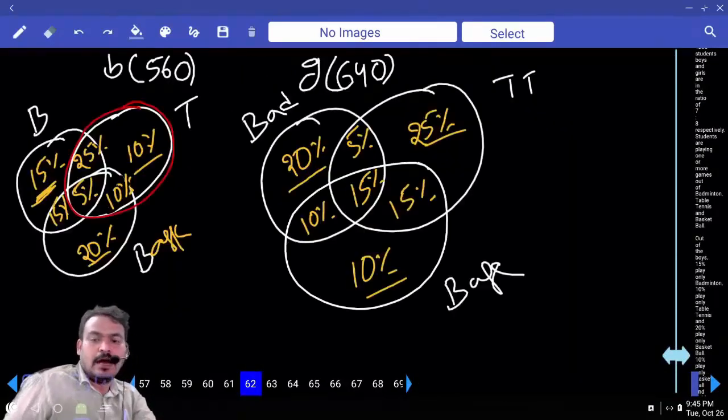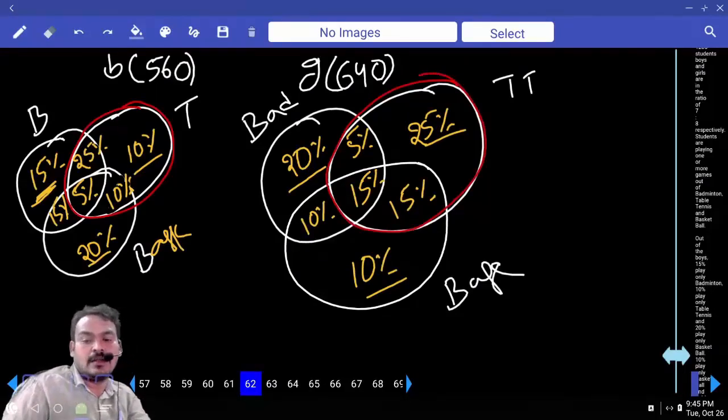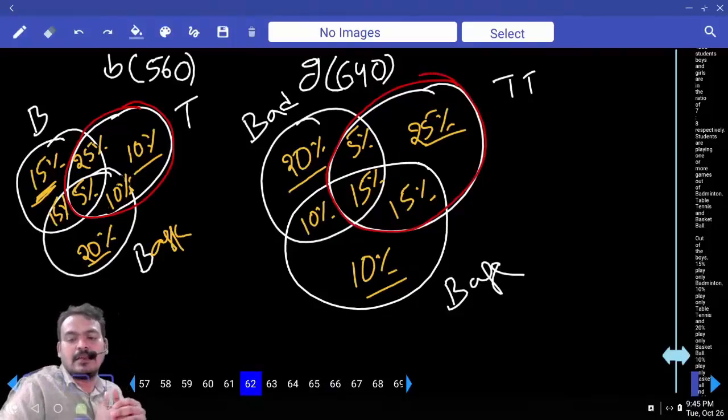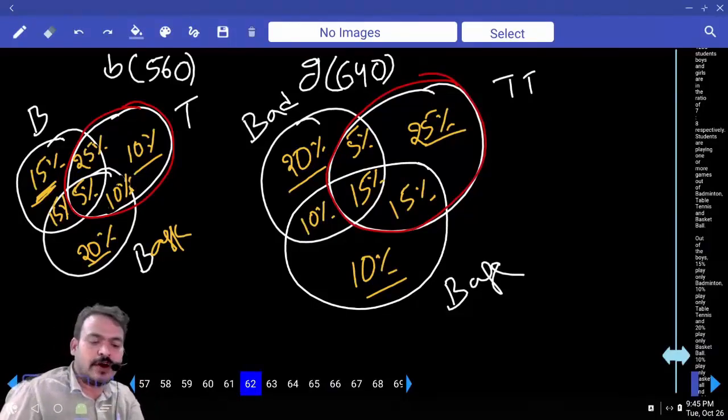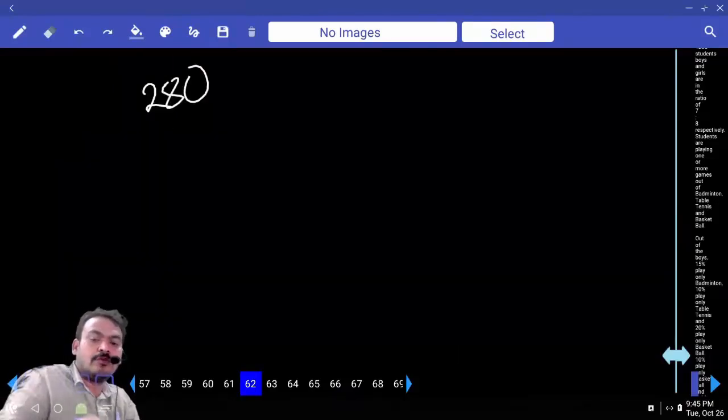Second one, girls also, other than the table tennis. Other than the red circle is how much percent? 40%. 40% of which value? 640. What is the 10%? 64. 20%? 128. 40%? 256. 280 plus 256?